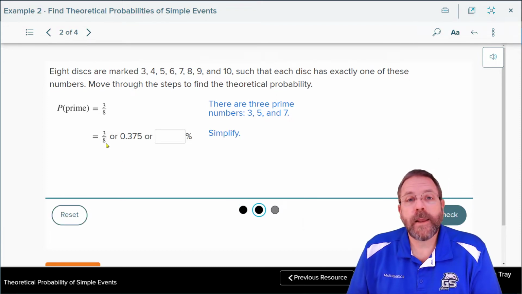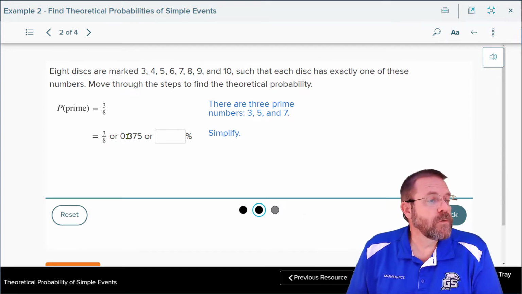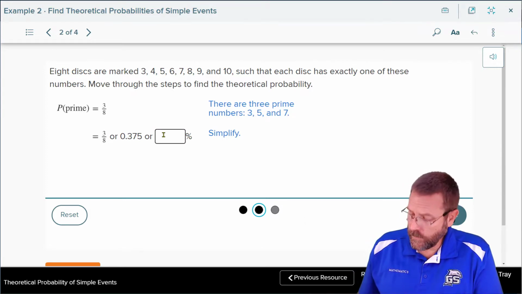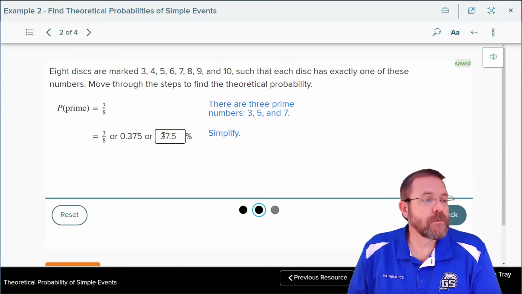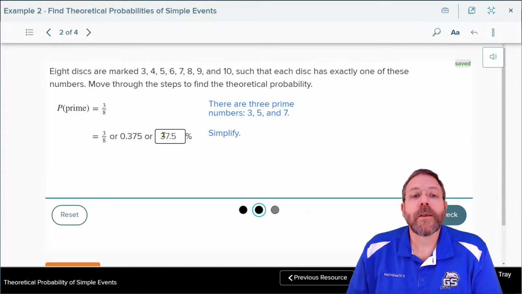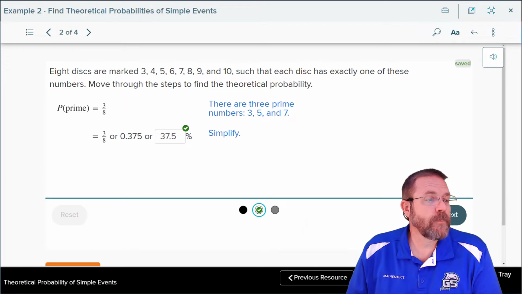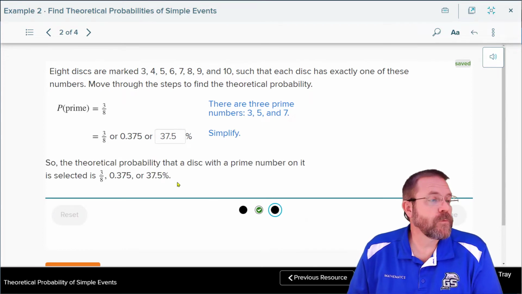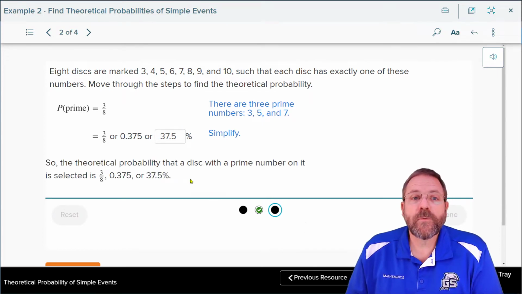3 divided by 8, we're not going to do that on paper right now, but if you did, you'd get 0.375, and to change that to a percent, all you have to do is bounce that decimal 2 spaces to the right and insert your percent sign, and you get 37.5%. So there's a 37.5% chance that you're going to select a prime number out of that bag.